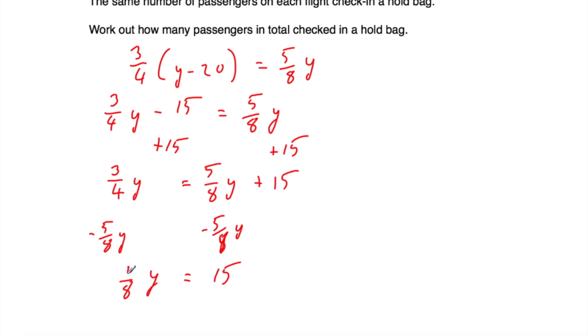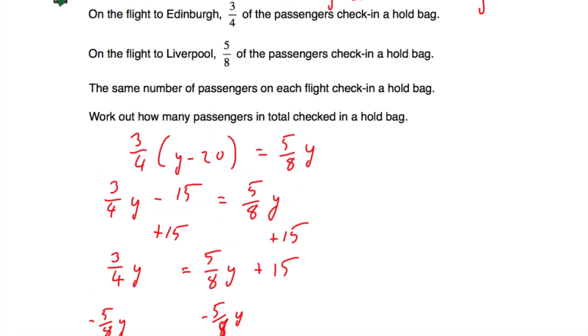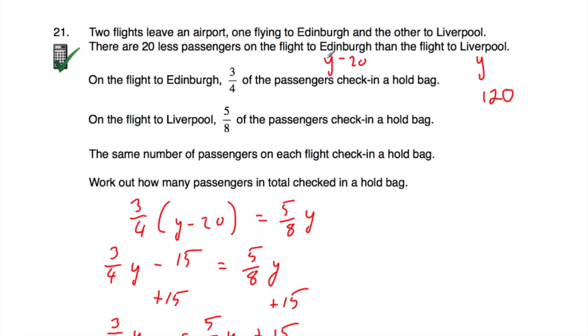Or in this case, if we've got an eighth of y, I'm going to multiply both sides of the equation by 8, because that would mean that instead of having an eighth of y, we would just have y. So an eighth of y times 8 would be y, and 15 times 8 would be 120. So here you could multiply both sides by 8 to get rid of this eighth, or you could divide both sides of the equation by an eighth, and that would give you y is equal to 120 as well. So on the flight to Edinburgh there would be y minus 20, 20 less, that'll be 100. So there's 100 passengers on the Edinburgh flight, and there's 120 passengers on the Liverpool flight.